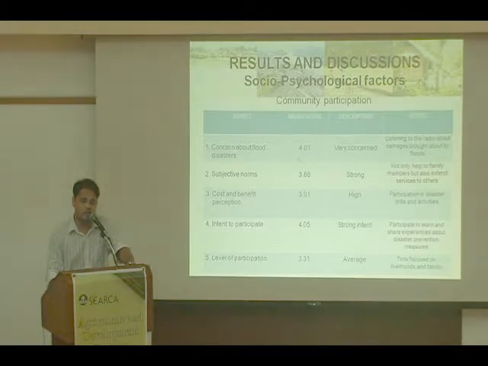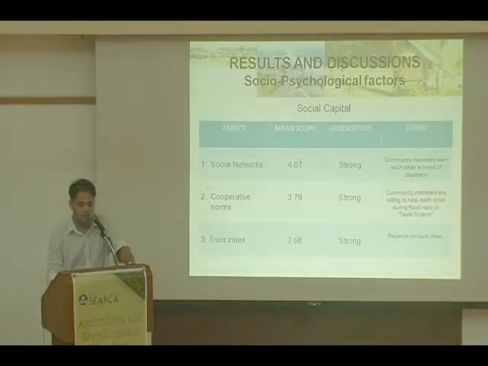Why average? Because they said that most of the time that is supposed to be spent on participation in these activities, they would rather spend in their livelihoods and with their families. In terms of social capital, the social network is also strong, especially when community members warn each other in times of disasters. They also reflected cooperative norms that were strong when community members are willing to help each other during flood risks.